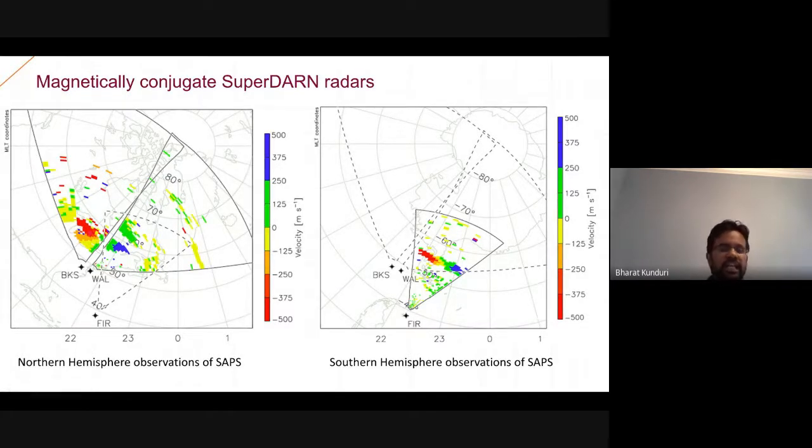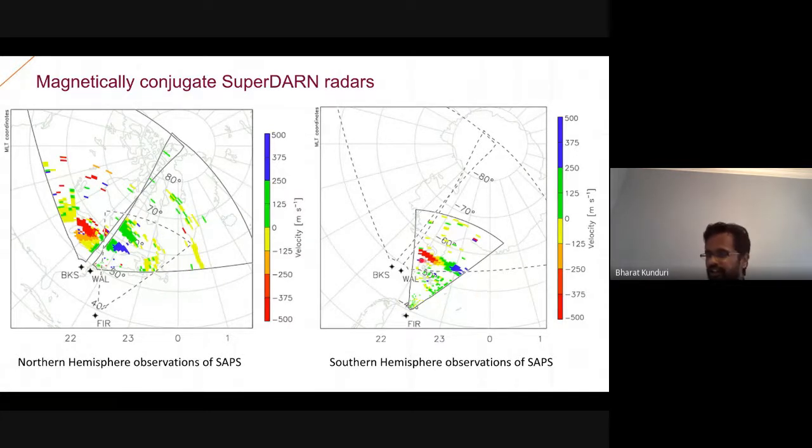I'm not presenting any satellite data here, but these are below the auroral level, confirming that these are indeed SAPS flows. And on the right, you're actually seeing observations from the Falkland Islands radar at around the same time, and the fields of view of Blackstone and Wallops radar are projected into the southern hemisphere in this case. So you can see that in both the northern and the southern hemispheres, SuperDARN radars are making simultaneous observations of SAPS flows. I'll quickly point out a couple of differences.